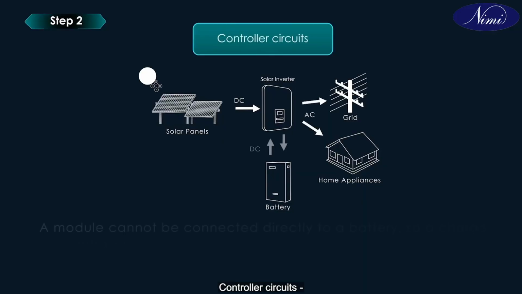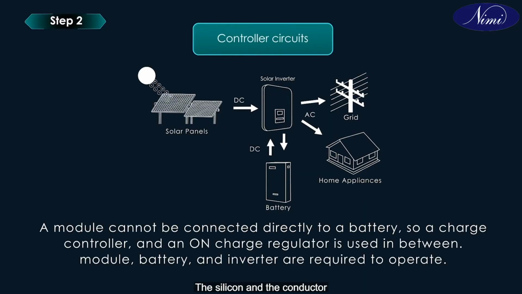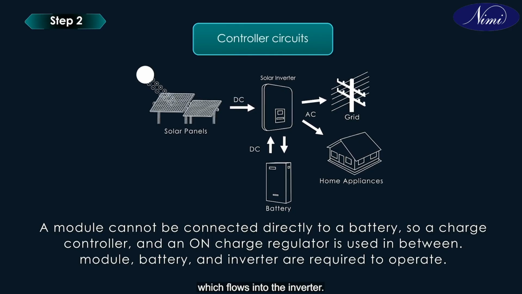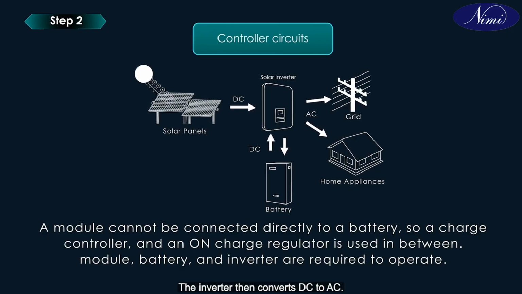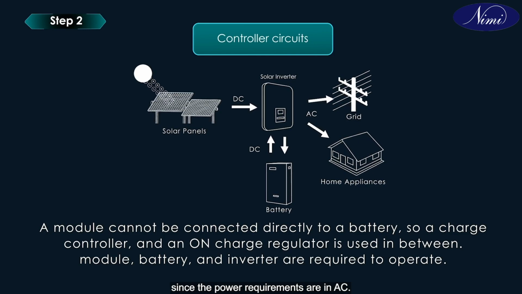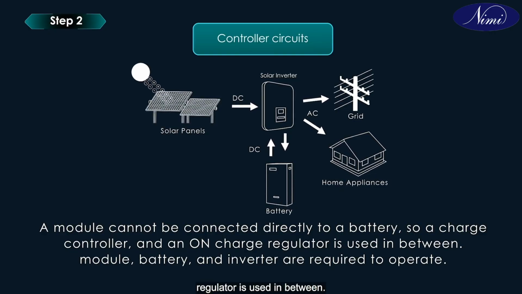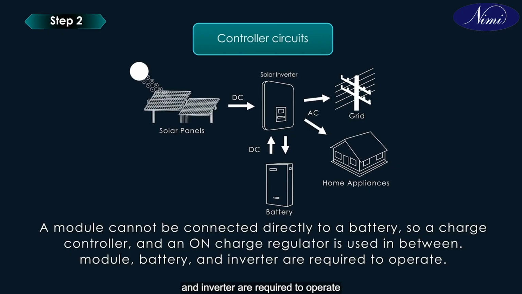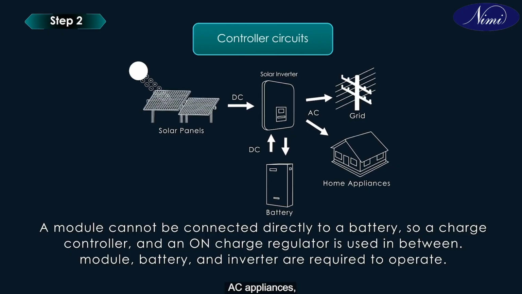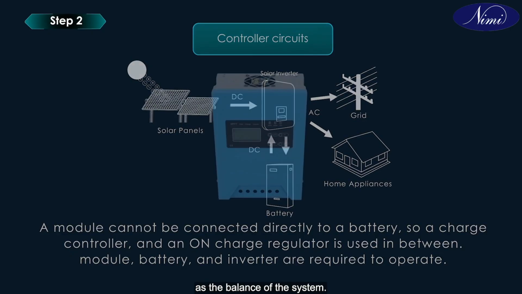Controller circuits. The silicon and the conductor in the panel convert the sunlight into DC, which flows into the inverter. The inverter then converts DC to AC since the power requirements are in AC. A module cannot be connected directly to a battery, so a charge controller and an on-charge regulator is used in between module, battery and inverter are required to operate AC appliances. So, the whole system except the module is known as the balance of the system.